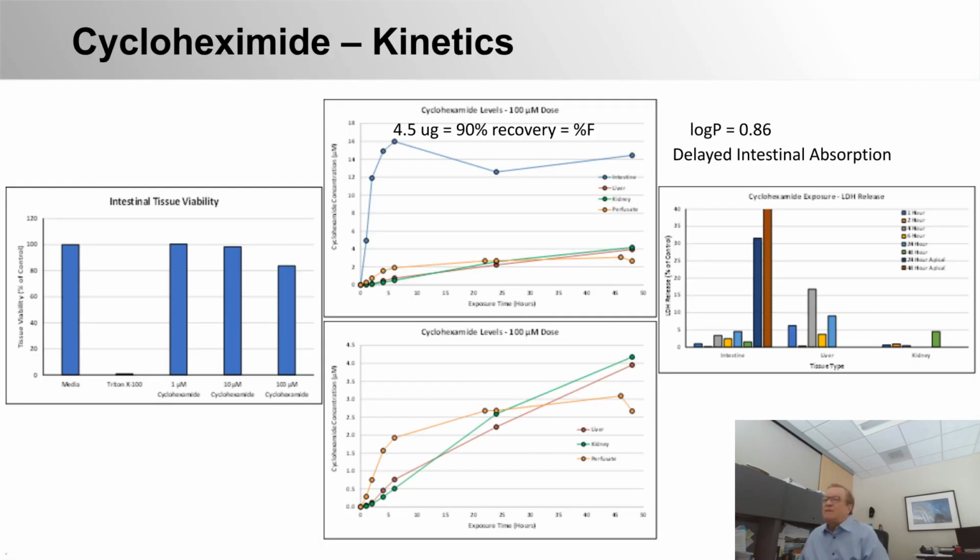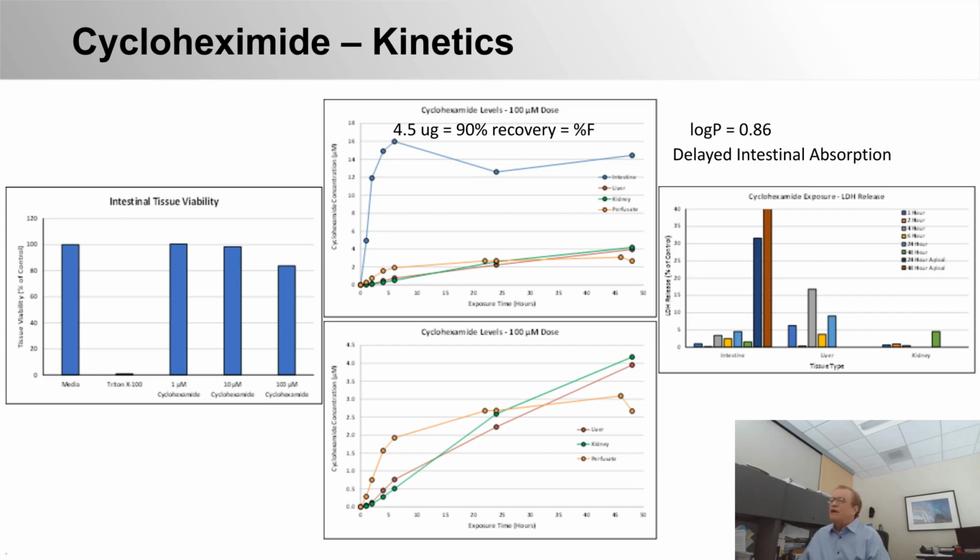For cycloheximide, we see a little more activity. Again, not much activity in the intestinal tissues. It's pretty robust. But in the center, we see a nice increase across the intestinal model, but a delay in the elimination phase. And we see this with changes in log P as well as molecular size. And then down the bottom, again, we see nice uptake in the other organs.